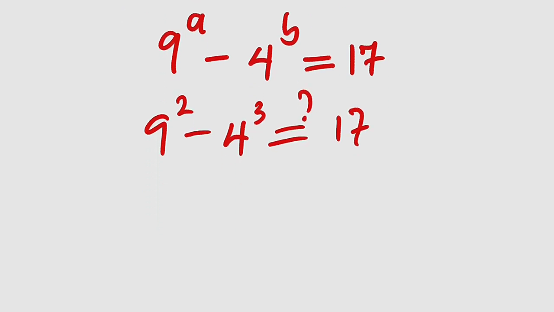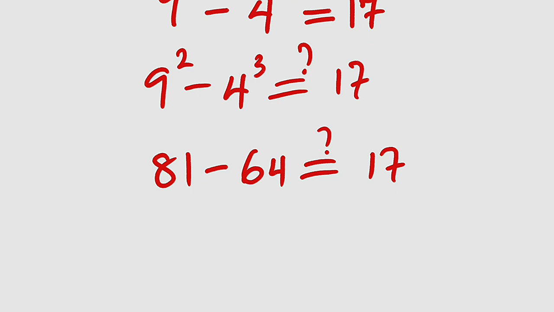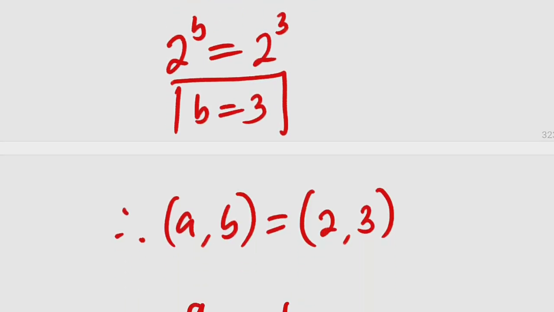9 to the power of 2 is 9 times 9, which is 81, minus 4 times 4 times 4, which is 64. Is this equal to 17? If you subtract 64 from 81, definitely you have to get 17. 17 equals 17, which implies that the values of a and b are 2 and 3 respectively.